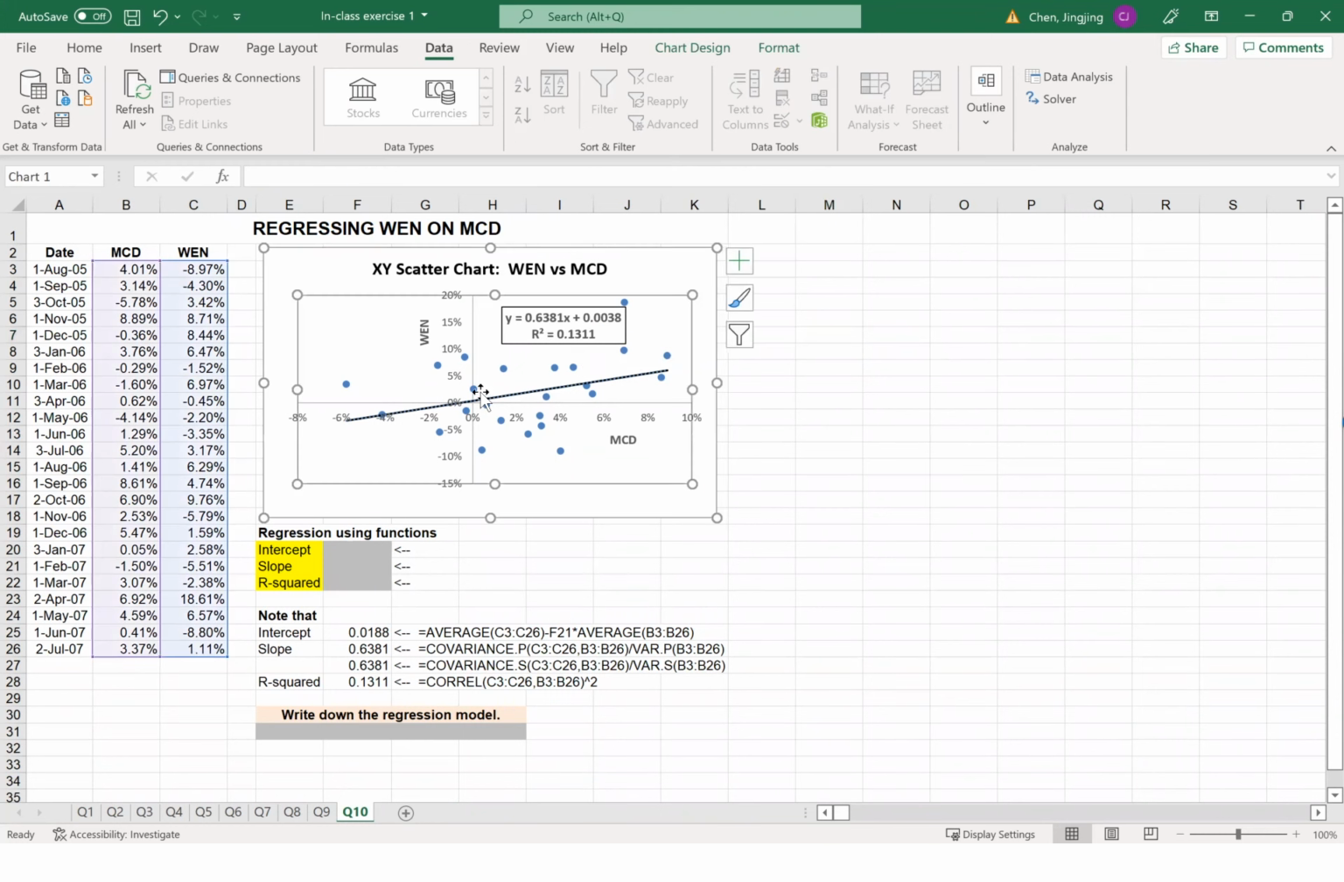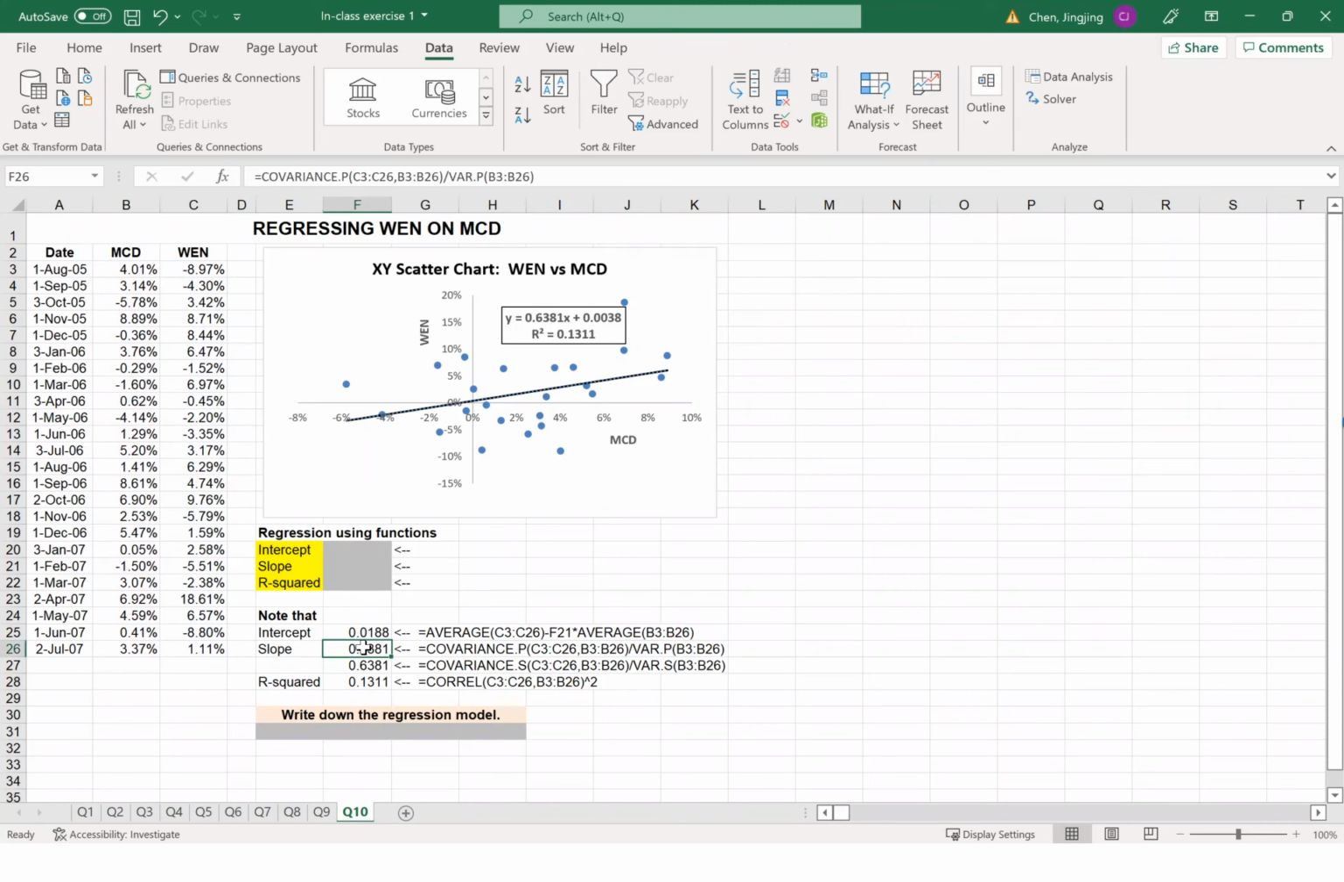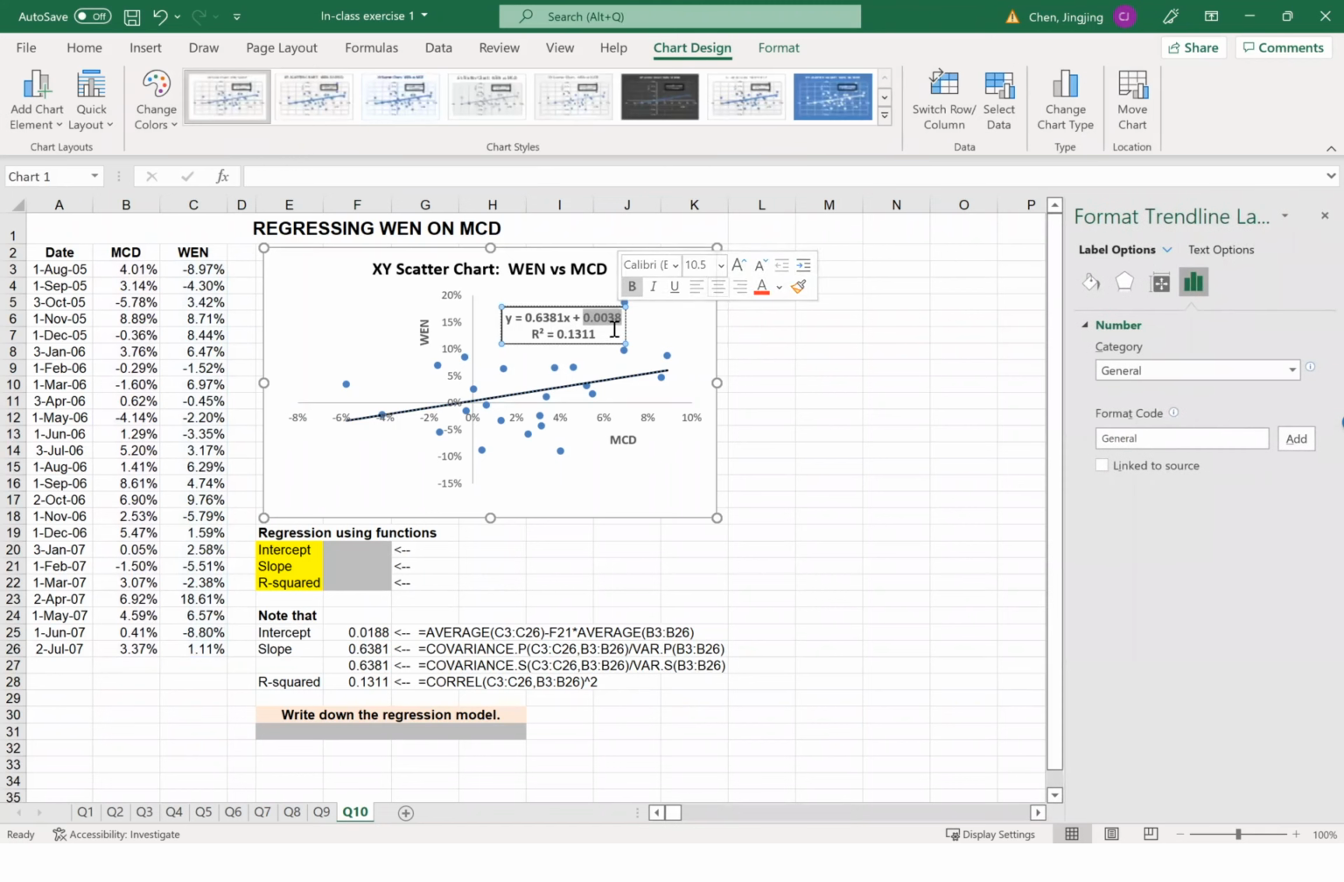And if you click on this graph here, this is the scatter plot of X and Y. So it actually shows you, if you add the fitted line here, this is the linear regression model. And this should be our slope, and this should be our intercept. And as you can see here, the slope is 0.6381, and then the intercept is 0.0038. And the R square here is actually 13%.